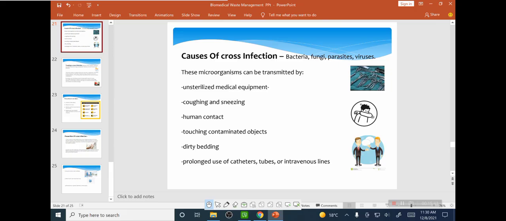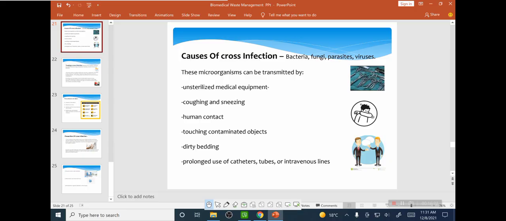If in the hospital the medical staff use unsterile medical equipment for patient surgeries, then it may cause cross infection from one patient to another. And by coughing and sneezing we transmit cross infection, and by human contact like touching, handshaking, etc. And touching contaminated objects. If the object is contaminated and we touch it, then we also transmit the cross infection.